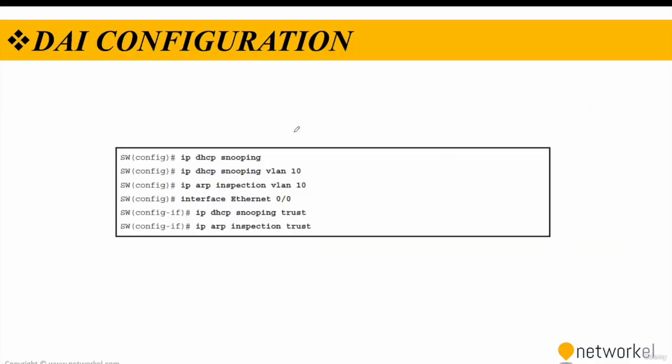And this is how the dynamic ARP inspection configuration looks. First of all, there is the configuration for DHCP snooping in config mode, and in config mode you need to define your ip arp inspection and specify for which VLAN you need to perform your ARP inspection. Then you go into the interface mode, the same as when configuring DHCP snooping, and you need to define your trusted ports for dynamic ARP inspection as well.